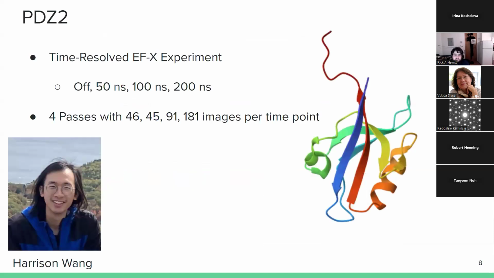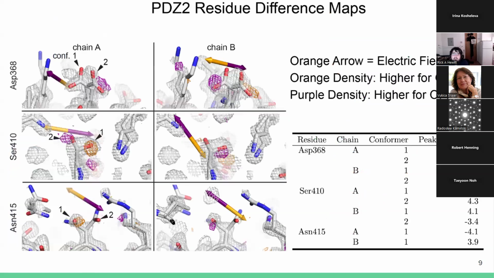Another example is this PDZ2. This is an example of a time-resolved EFX experiment. There are 4 passes at these various time points of 50, 100, and 200 nanoseconds. They also vary a little bit with their starting angle and their angular spacing, so they might be 1 degree, 2 degrees, or 4 degrees apart between these passes. And we can resolve difference maps between these.